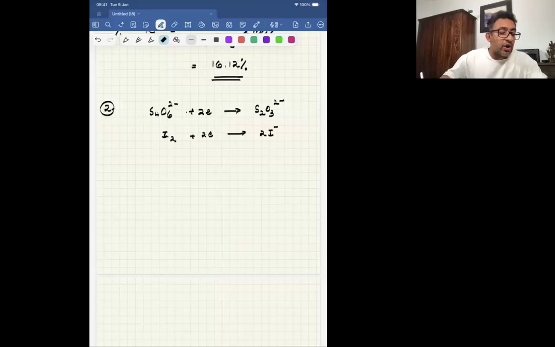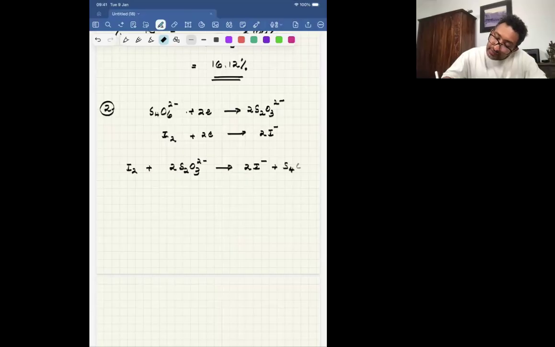Construct the full ionic redox equation for the reaction of thiosulfate and iodine. So iodine plus 2 S2O3 2- giving you 2I- plus S4O6 2-. And that is the redox titration. Did you get that? Everybody? Is it clear? Right, good.